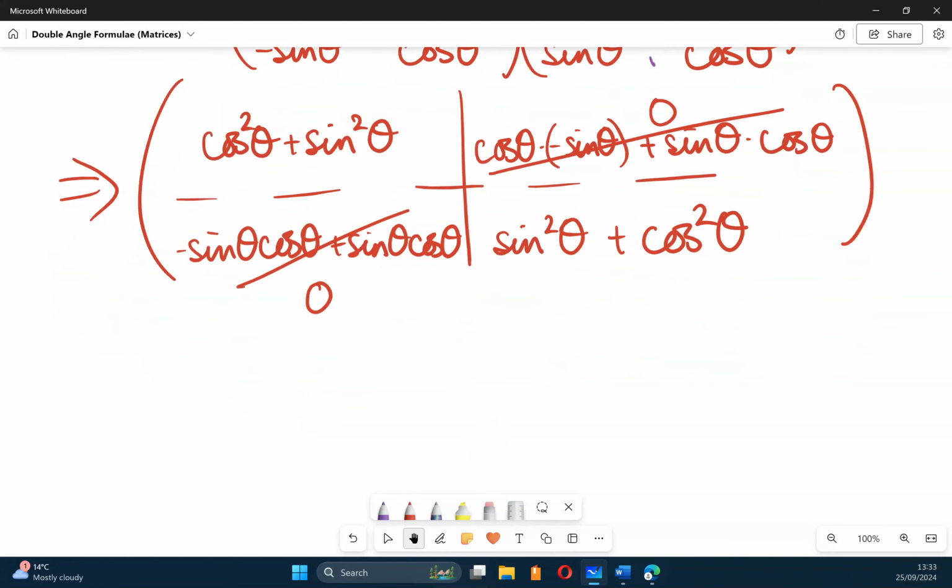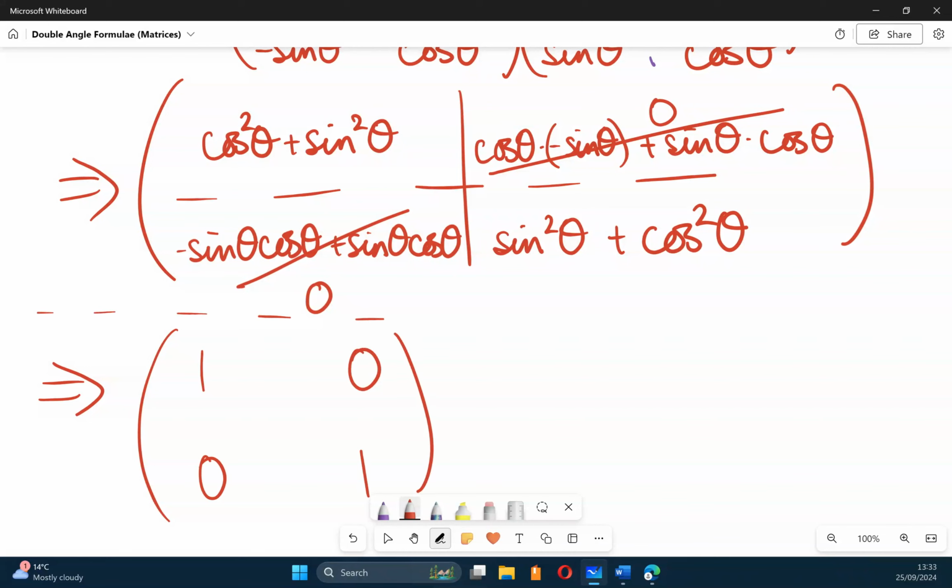And then we can use the fact that cosine squared plus sine squared is 1 to write this matrix as 1, 0, 0, 1. So I'll write that further down just to emphasize. That's 1, 0, 0, 1. And this is just the identity matrix. So you sometimes see it written as this as well.